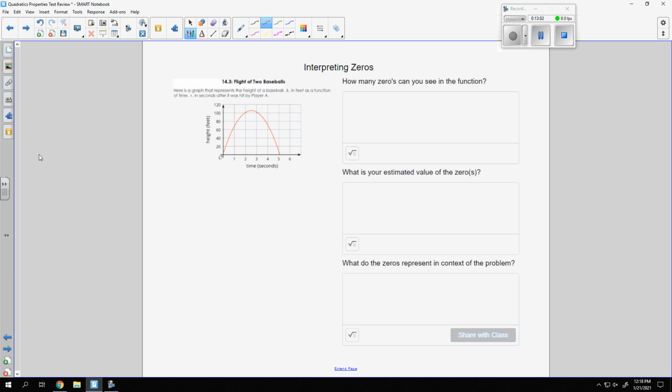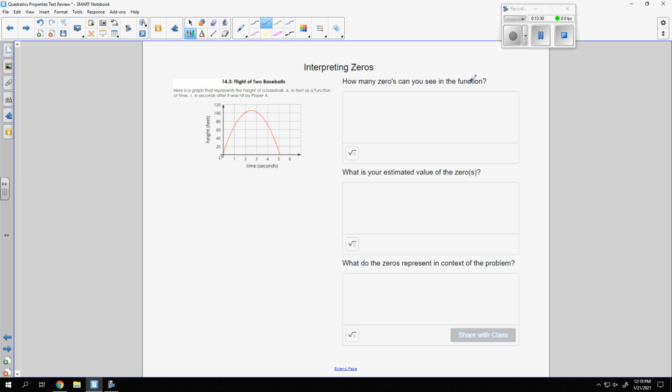All right, going into the next slide. Let's look at just a situation first. The flight of 2 baseballs. Here's the graph A that represents the height of a baseball, in feet, as a function of time, after it was hit by a player. I know it's kind of hard to see, but that graph doesn't actually cross the x-axis at the origin, it's a little higher than that.